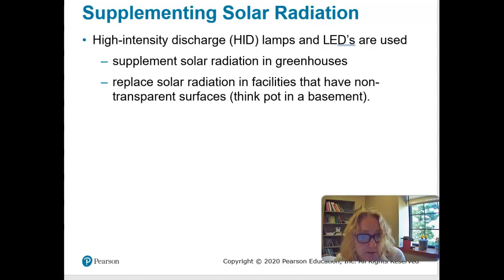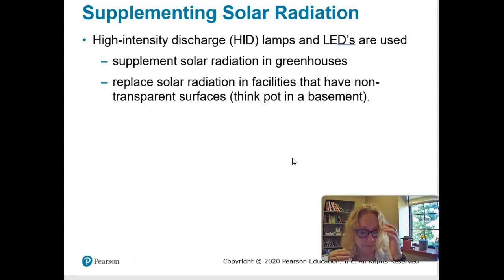Supplement solar radiation in greenhouses, and they replace solar radiation in facilities that have non-transparent surfaces. So if you are going to grow pot in your basement, you're going to want something that has a high intensity because you're not just supplementing it, you are providing all of the light for it. So if you're going to try and grow something in a cave or a shed with no windows, you're going to need way more intense solar radiation.